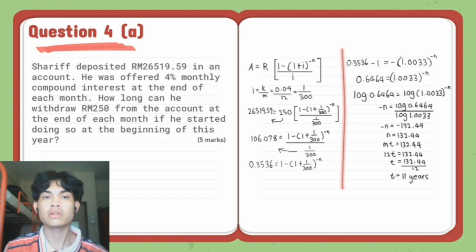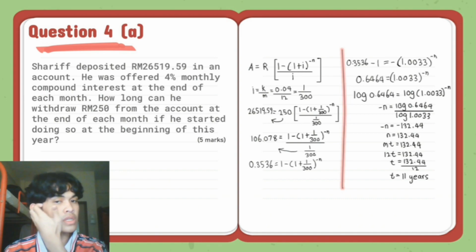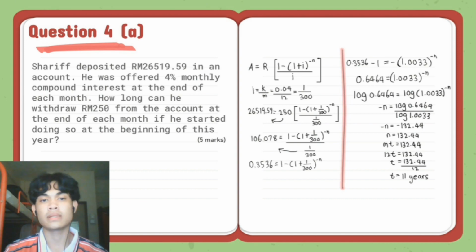We change both sides into the positive value. Next, we apply log into the equation and we write log 0.6464 equals log bracket 1.0033 power of negative n. We need to divide log 0.6464 with log 1.0033 to get the negative n value. Negative n value is negative 132.44 and we change it into the positive value. Our n is 132.44.